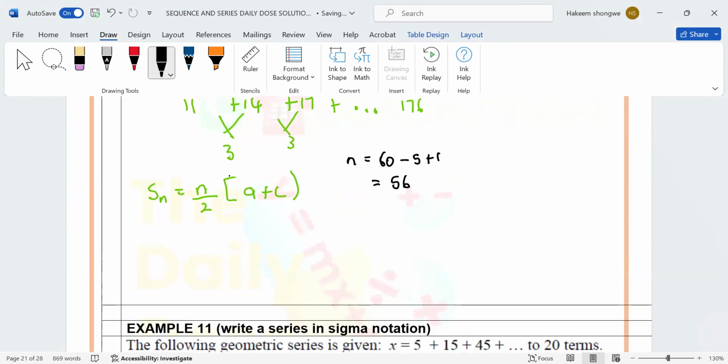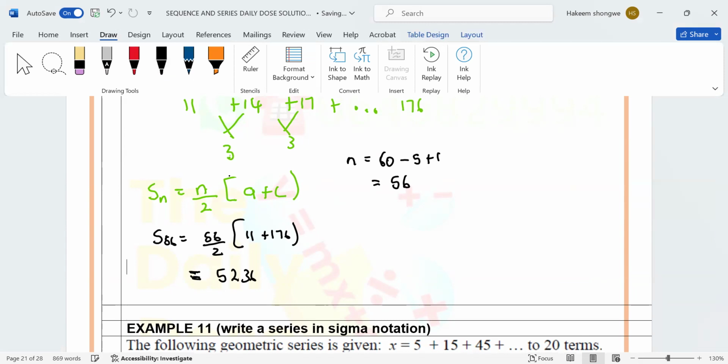So we'll come and say, okay, we have S56, which is going to be given as 56 all over 2. And then we have our first term, which is 11, plus 176. And then you get an answer here. What is the answer? 5,236.